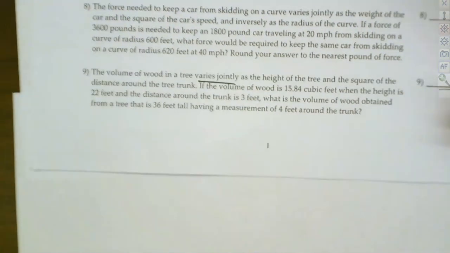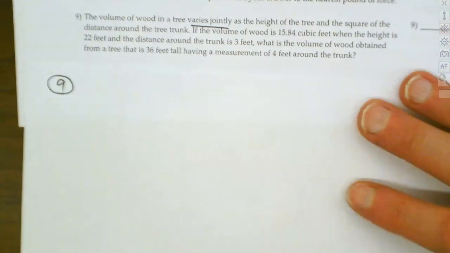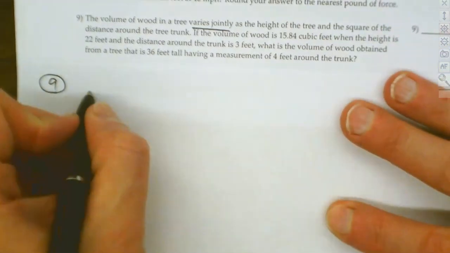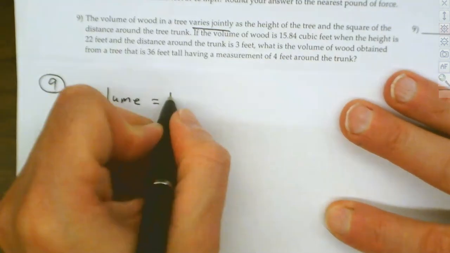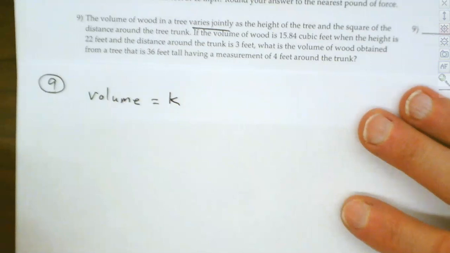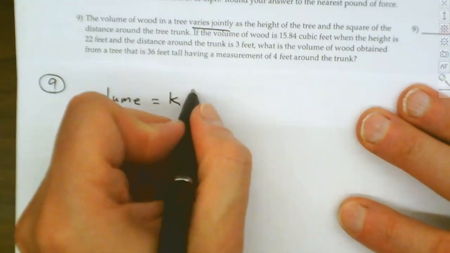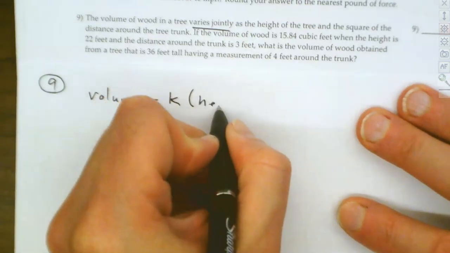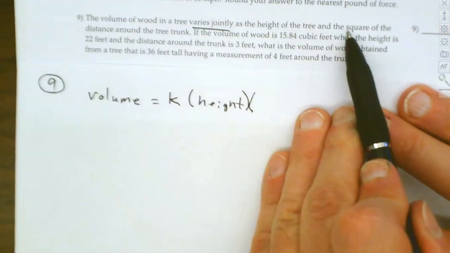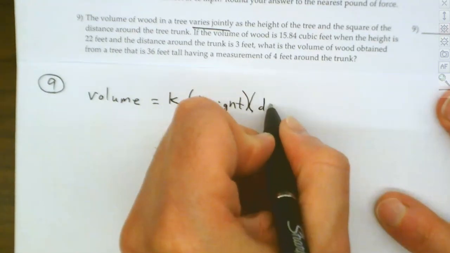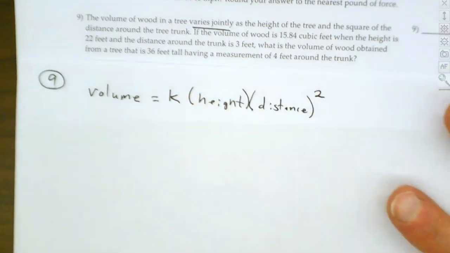So what's our formula going to look like? Now, I like to use words. You can use variables. So we know our volume is going to equal k. That's our unknown factor. And it varies jointly as the height of the tree. So that's going to be the height here. And square of the distance. All right, how I set that up.